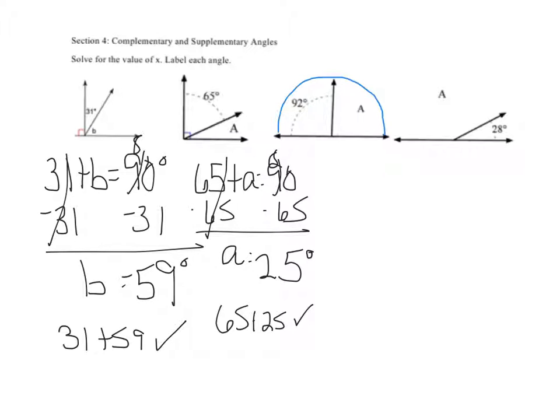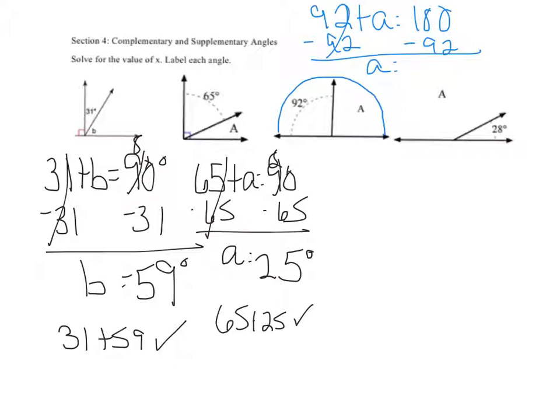So for this first one, I'm actually going to write above it since I'm running out of room. 92 plus a equals 180. Subtract 92 from both sides. So a would give me, this becomes a 7, so 17 minus 9 would be an 8. So this would be 88 degrees, and I did label it. Good.